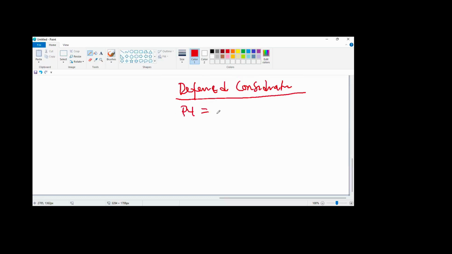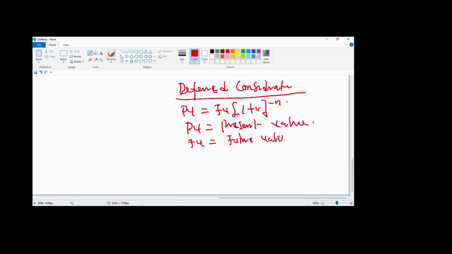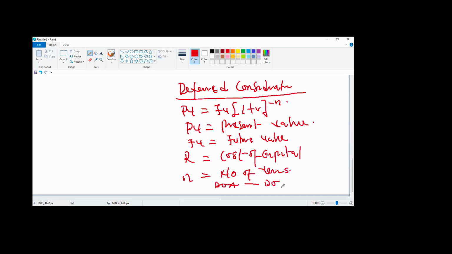Present value equals future value times (1 plus R) raised to minus N. What is PV? Present value. Then FV, the money he wants to pay in a future value, at what rate, which is the cost of capital, cost of doing a business. Then N is the number of years, which ranges from the date of acquisition to date of payment.